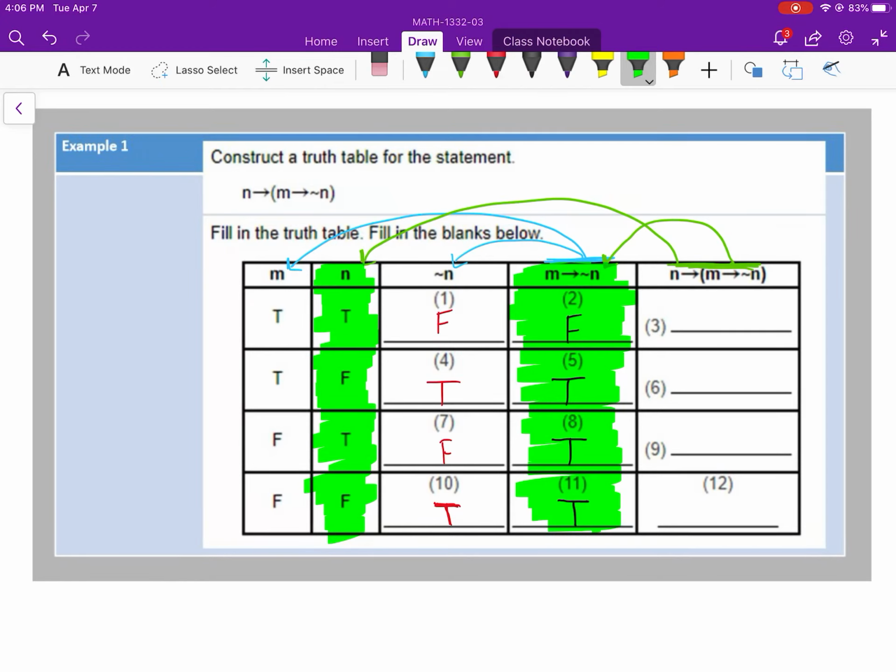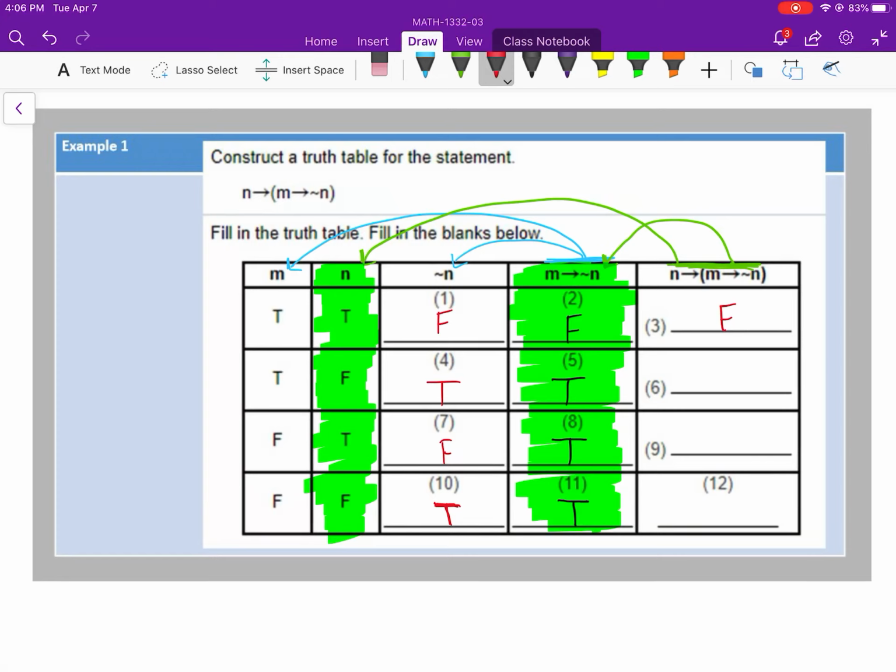All right, so if n is true, then that statement in parentheses was false. So if true, then false. That's the only way to get a false statement on a conditional statement, on a conditional truth table.